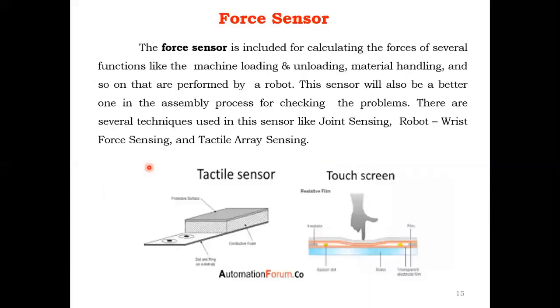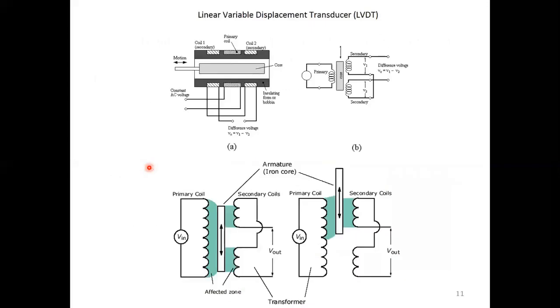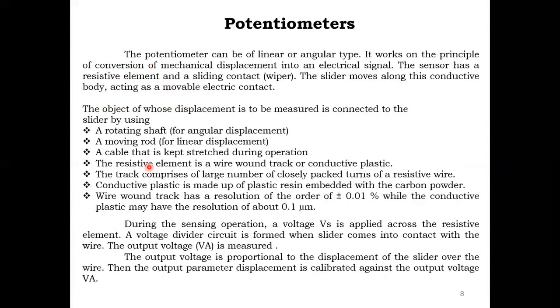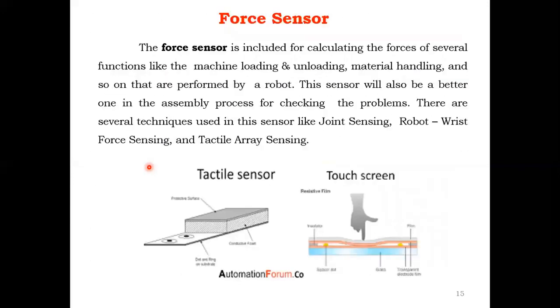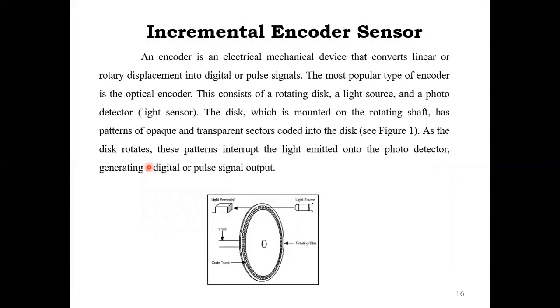Okay, so these are the basic sensors, that is potentiometers, LVDT, then tactile sensor, force sensor, then encoder, incremental encoder. Like that, today we discussed. These are the basic sensors for this sensors and transducers topic.